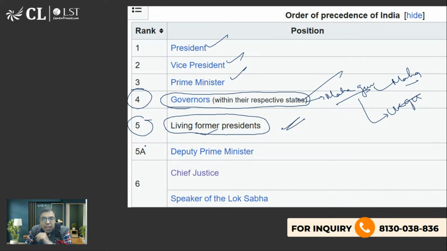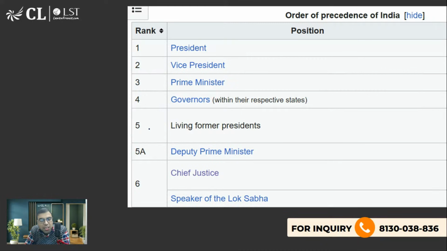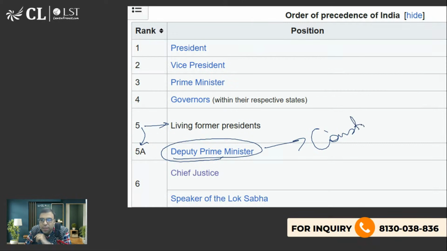Then 5A. 5A means it was not originally present but was inserted, so it is equal to 5. Deputy prime minister, because technically, constitutionally, there is no such post as deputy CM, deputy chief minister or deputy prime minister. In the original concept there was nothing like that, but okay, it has been recognized. It's actually a union cabinet minister only, but it has now been recognized, so it is added in the order of precedence here.